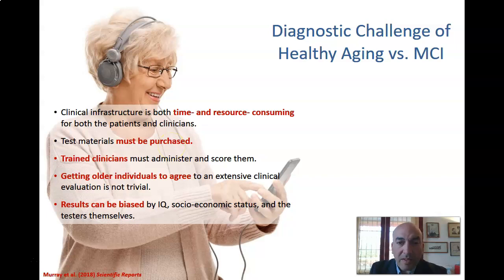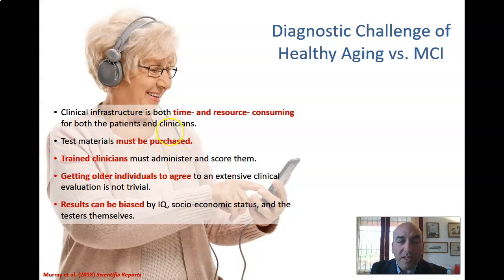We can ask the same thing at the other end of the age spectrum in terms of helping us address the diagnostic challenge of healthy aging versus mild cognitive impairment. As you may know, evaluating and testing for mild cognitive impairment is time and resource consuming, not only for the patients, but also for the clinicians. Materials need to be purchased, clinicians need to be trained, and we also have to convince older individuals to agree to have these clinical examinations. Moreover, the results can sometimes be biased by factors like intelligence quotient, socioeconomic status, as well as the testers themselves.